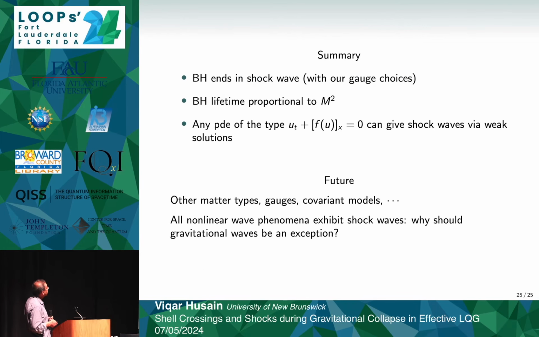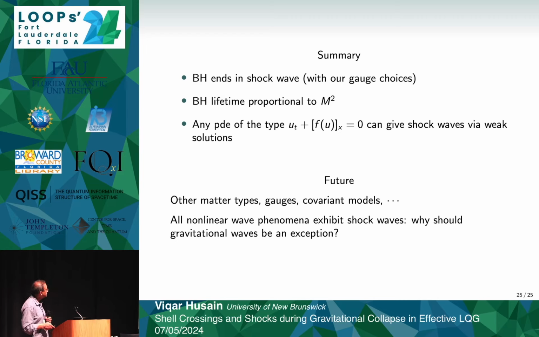So let me come to a summary. What we found with the way we approach this model is that the black hole ends in a shock wave. Black hole lifetime is proportional to m squared. And a further observation: if you find in your study of matter collapse any PDE of this type, time derivative of u plus some function of u times its x derivative equals 0, no matter how complicated this f is, it could have explicit coordinate dependence, then chances are you'll have to look at weak solutions and you'll find shock waves coming out of that. So ultimately it boils down to: does your system give you a set of PDEs of this type or not?